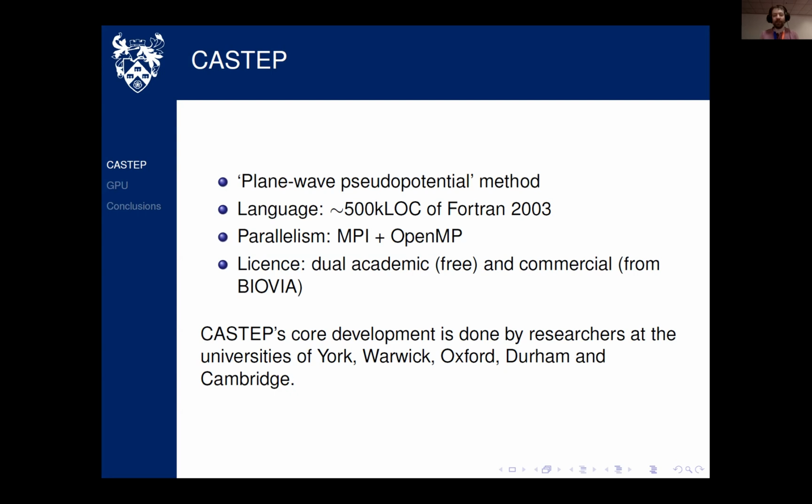And just a little bit about the distribution. So it's free for academic use. In fact, it's free for non-commercial use. We have a cost-free license, and commercial use is marketed by BioVia, part of Dassault. But its core development is in academia, and it's free for academic use. And in fact, these days, it's all in the UK. So it's York, Warwick, Oxford, Durham, and Cambridge who do the development.